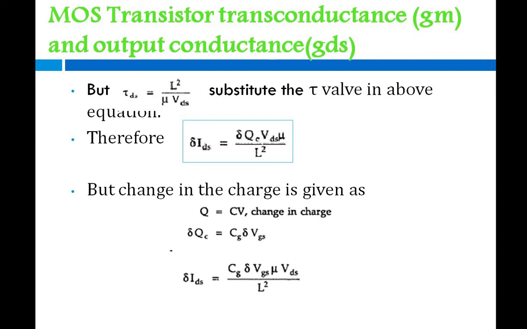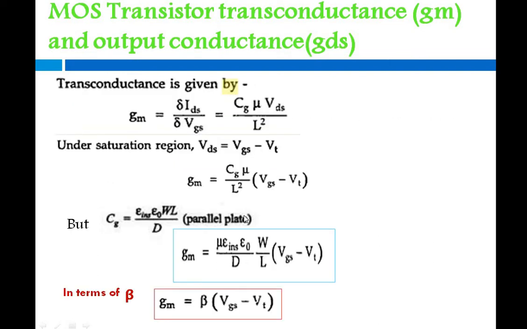Now we have to see if there is a change in the charge, how we get the equation. The charge is given as Q equals C into V. Now that change in the charge, delta QC, I am writing as CG into delta VGS, correct? Now substitute this value of QC in the above equation of your current IDS. You will get delta IDS is equal to CG delta VGS into mu into VDS divided by L square. Just substituting the value, correct?